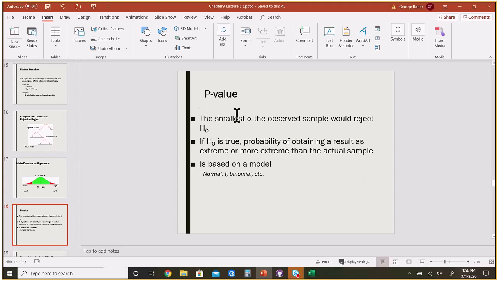So the p-value is the smallest alpha the observed sample would reject. So it's the cutoff. Another way to say that is it's the cutoff value. If the null hypothesis is true, it's the probability of obtaining a result as extreme or more extreme than the actual sample. Usually, in this case, it's based on an ideal.